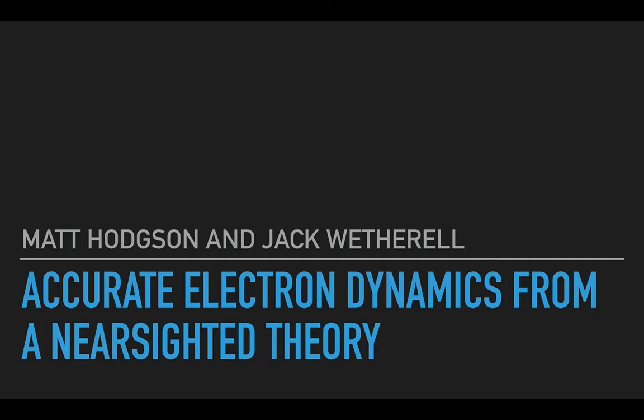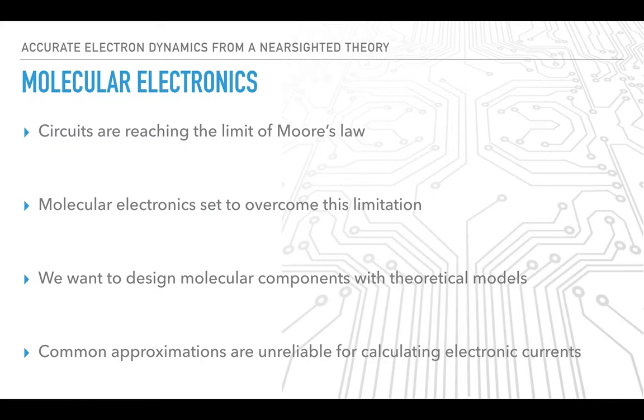In this video I discuss how electronic currents can be calculated within single molecules. Moore's law states that the number of transistors on a microchip doubles every 2 years. However, because integrated circuits are now so small, the number of transistors which can fit on a microchip is reaching its limit. In order to continue to increase the processing power of computer chips while decreasing their size, we must build electrical components from even smaller structures.